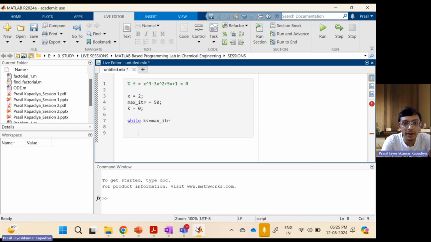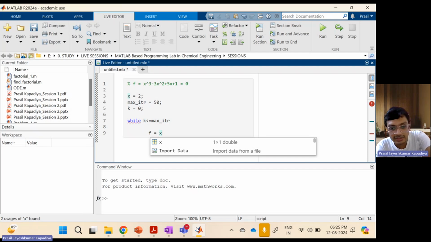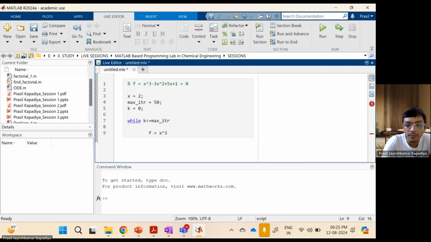So let's say my function f is equal to, I am writing this equation, x cube minus 3 into x square plus 5 into x, where x is in small letter, plus 1. So this is my value of x.